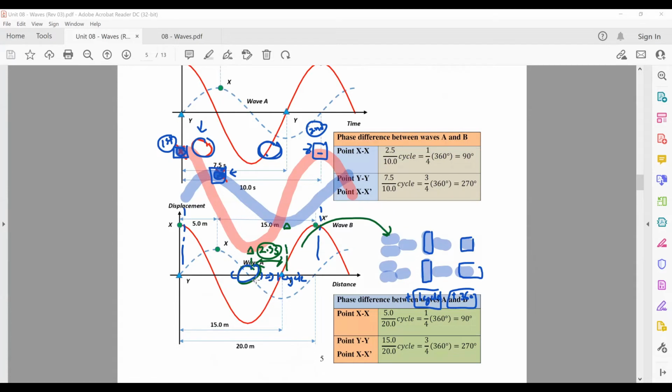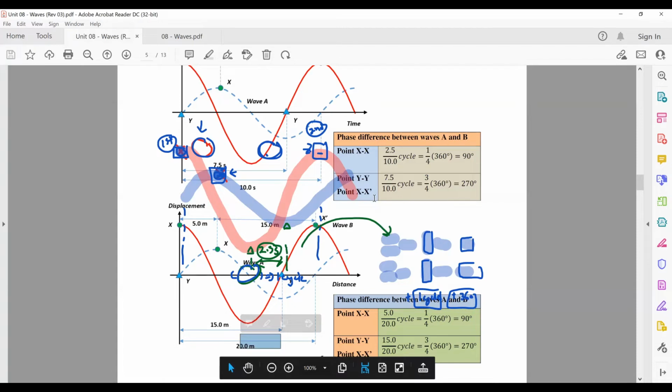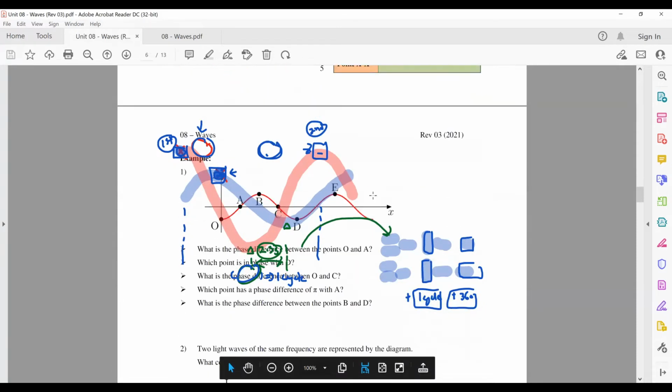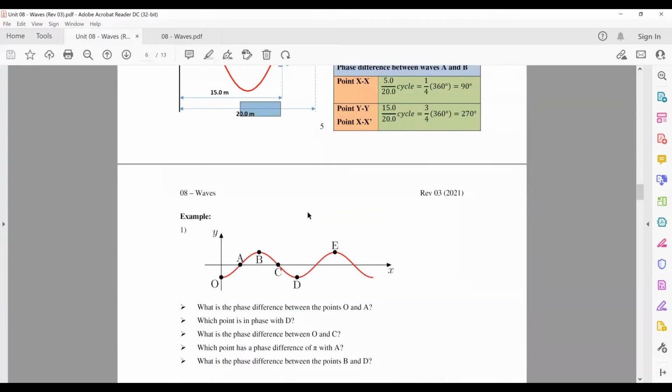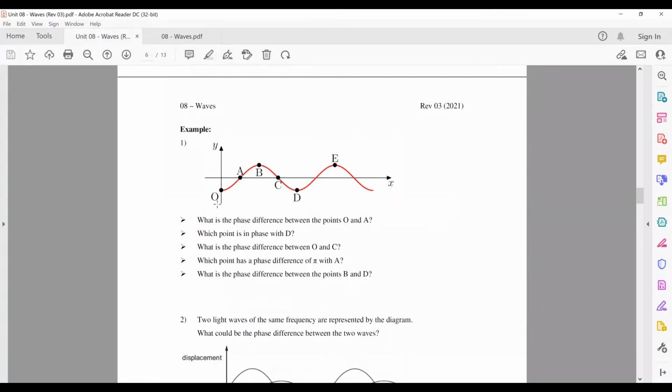Now for a displacement-distance graph, it's still the same thing. Just pick two points that are similar to each other, find out the difference between the two points, and then compare with respect to one full cycle, and you get the answer. The method is the same. Now, if you move on to page 6, these are some examples here. You have a wave here with all the points indicated. We want you to find out the phase differences between all those given points.